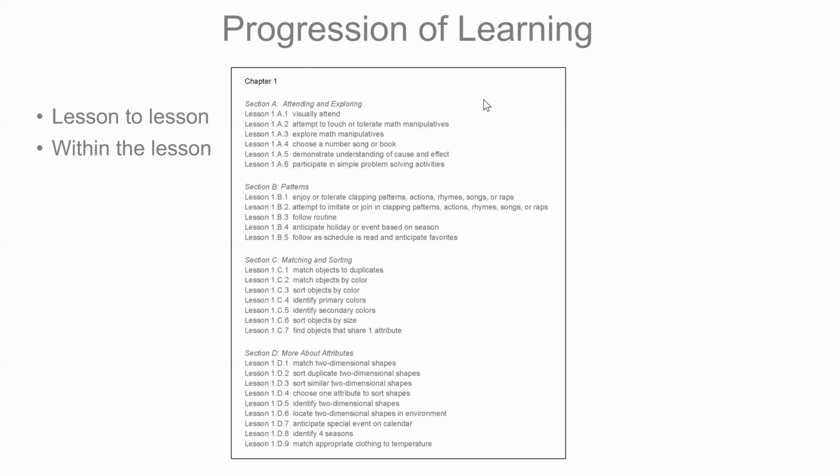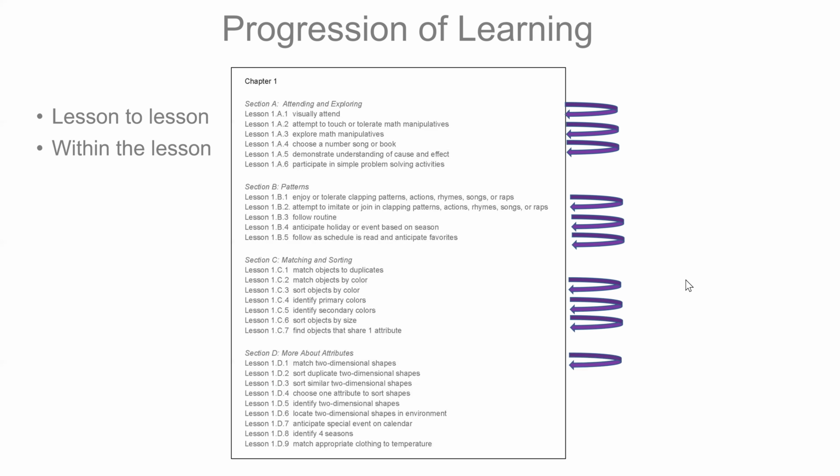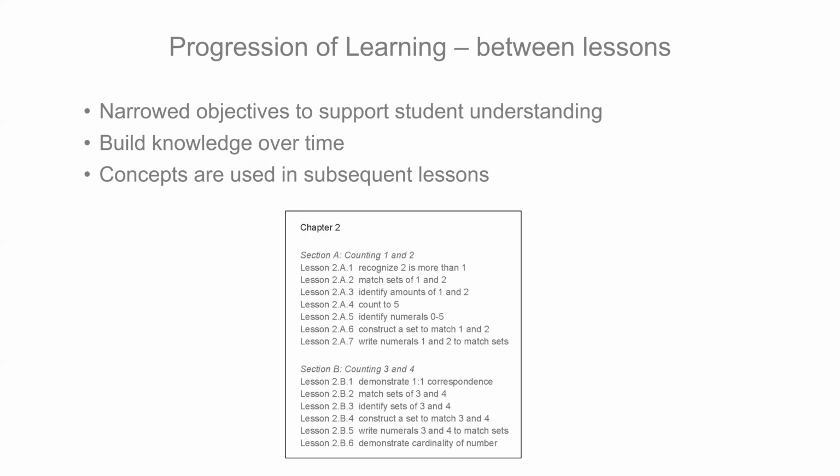Now, looking again at the progression of learning, we see that this order is dependent upon students learning over time and must be preserved when teaching those lessons. But when students are taking the Equals assessment, you're going to see that subtest view that doesn't look like the progression of learning that you see in the lessons.